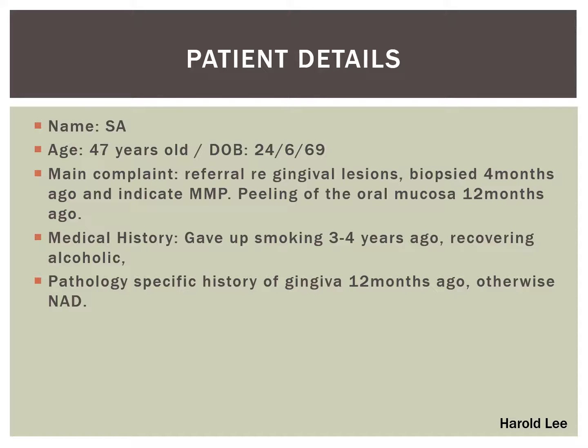Our patient SA is a 47-year-old male whose primary concern is a gingival lesion, found to be mucous membrane pemphigoid upon biopsy, present on the right aspect of the gingiva, and peeling of oral mucosa which persisted for 12 months. According to his medical history, no abnormalities to the respiratory, cardiovascular, and gastrointestinal systems were detected. The patient is currently a recovering alcoholic, gave up smoking 3 to 4 years ago, and is not taking any medications.